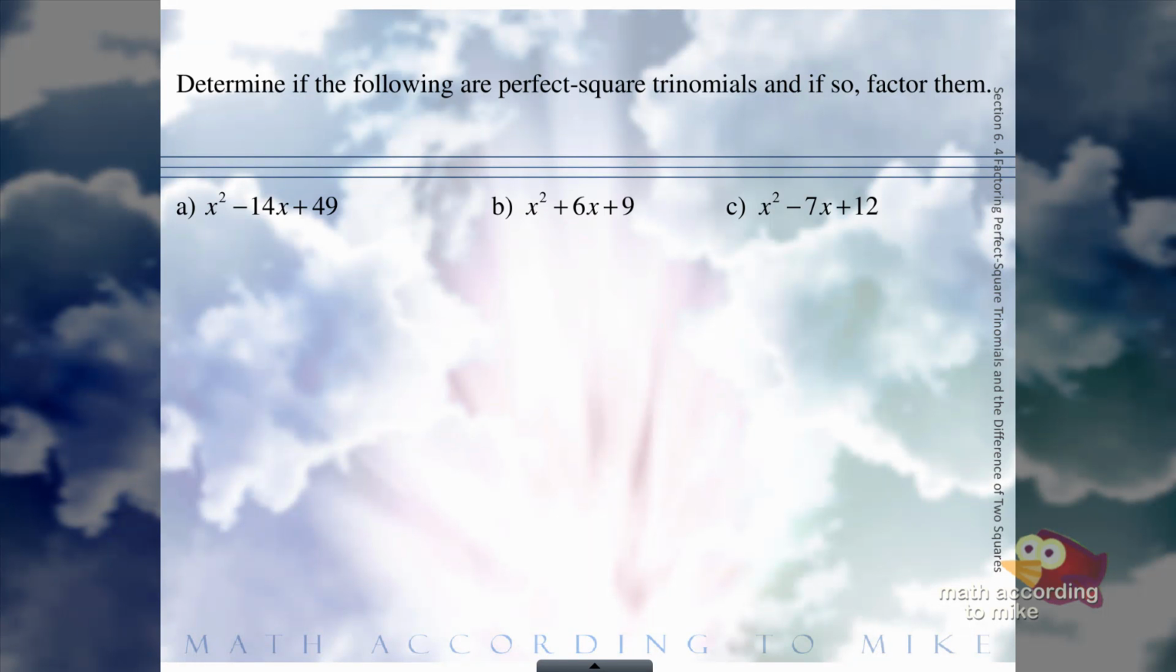So we're going to determine if the following are perfect square trinomials, and if so, we will factor them. Let's start with part A. So to determine if it's a perfect square trinomial, let's look at the first term.